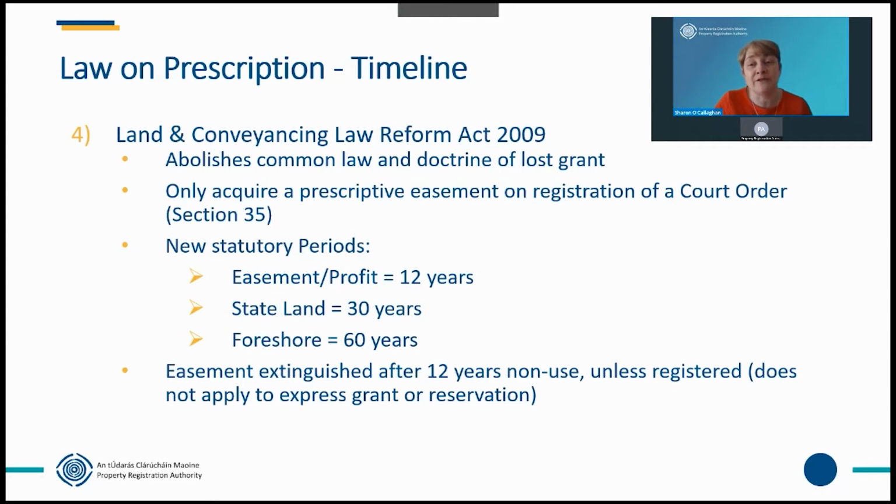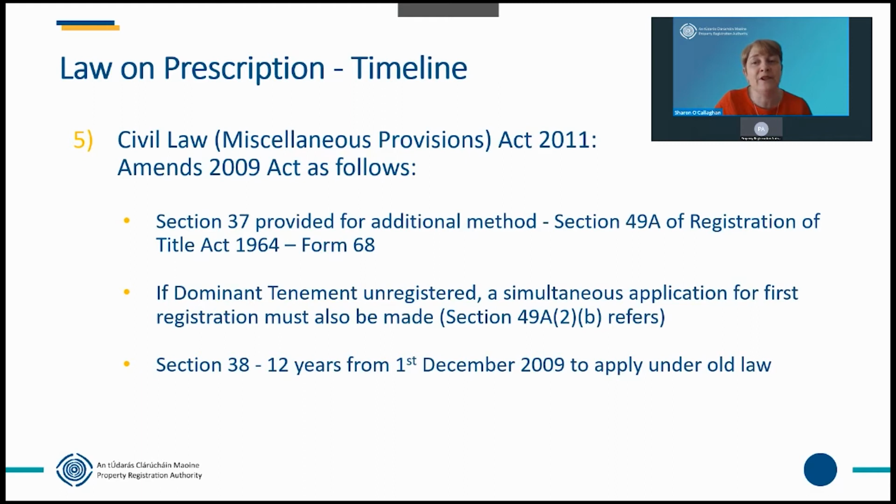However, this scheme led to difficulties with solicitors on closing of sales, as many purchasers were not willing to close without the benefit of a court order duly registered in the PRA for rights claimed by prescription. So subsequently then, the Civil Law Miscellaneous Provisions Act 2011 amended the 2009 Act, and it provided under Section 37 for an additional method of applying for prescriptive easement.